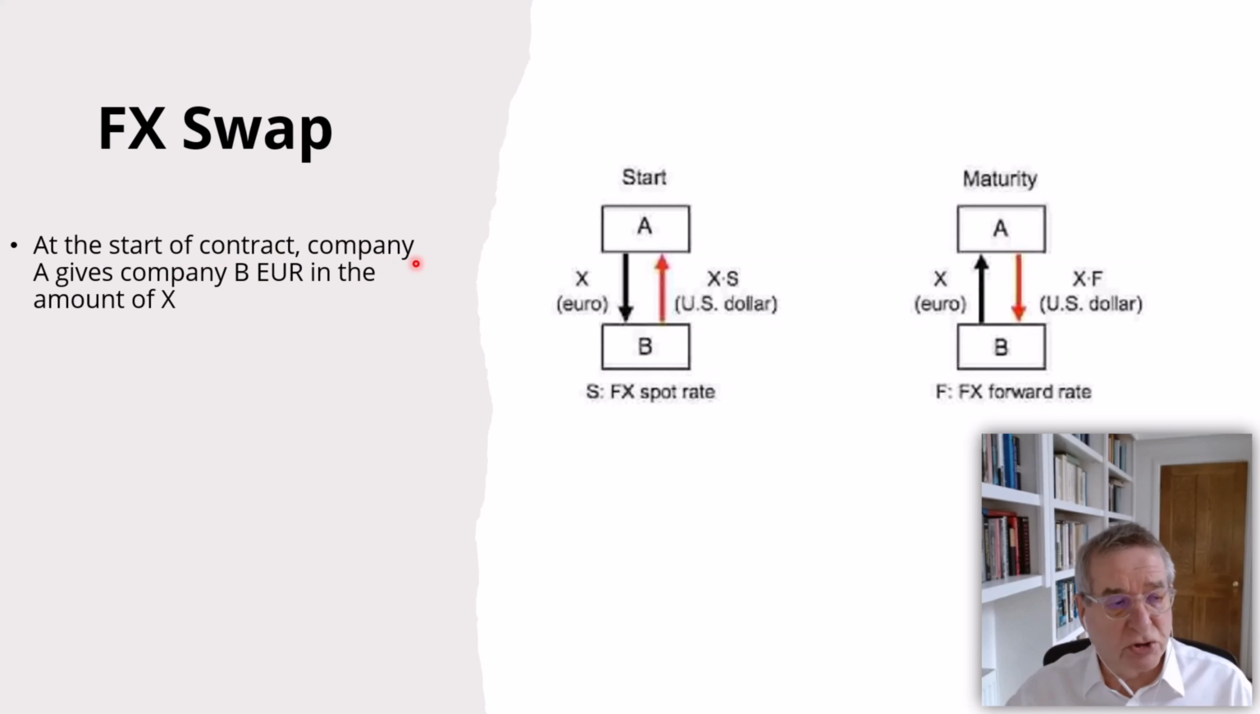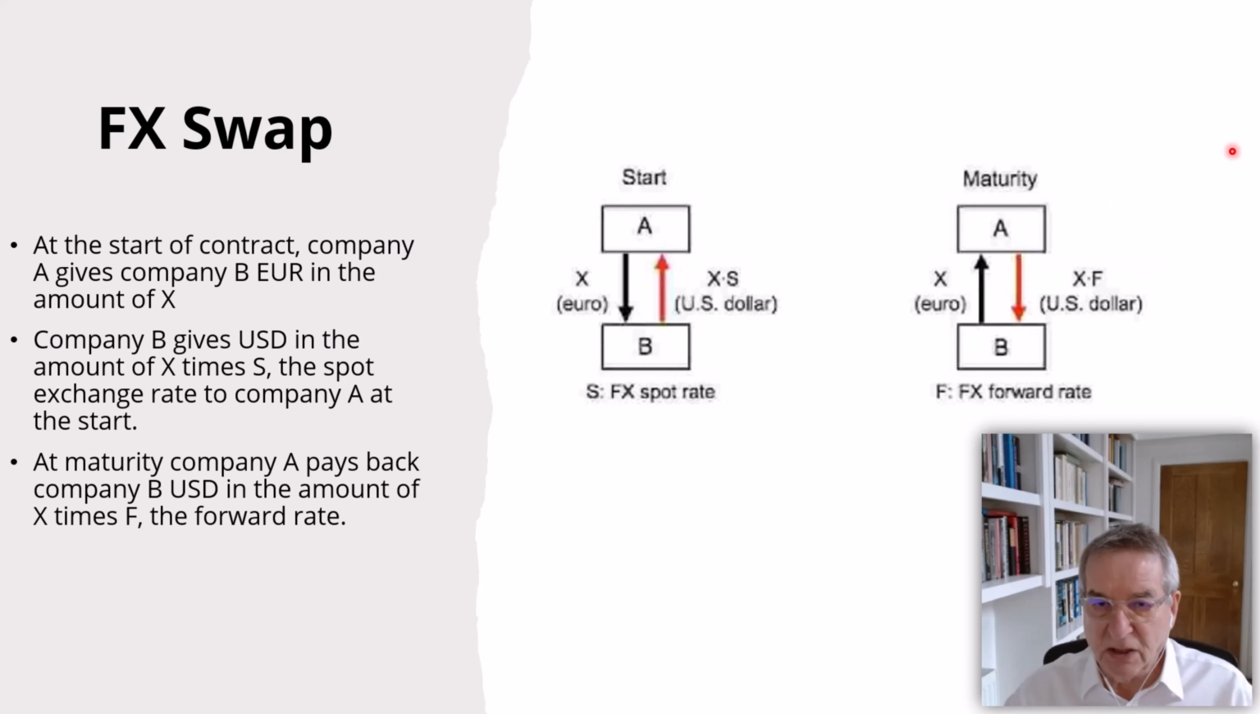At the start of the contract, company A here gives B down here euros in this amount X, and that's based on the spot rate at the time between the euro and the dollar. And B transfers to A X spot S, as it were, in US dollars, which again reflects the spot rate at the time. So it's a straightforward transfer on a spot rate basis between euros going this way, dollars going that way.